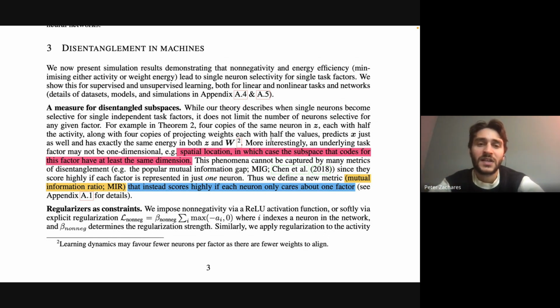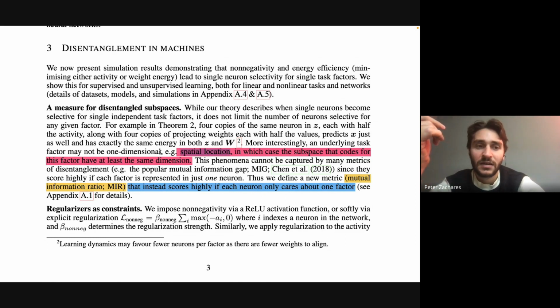And they point out some failings of the other methods. One, the other methods would penalize a representation where one of the underlying task variables it's picking up on is not one-dimensional. The example they give is that spatial location is 2 or 3 dimensional, or 6, depending on how you want to define it.